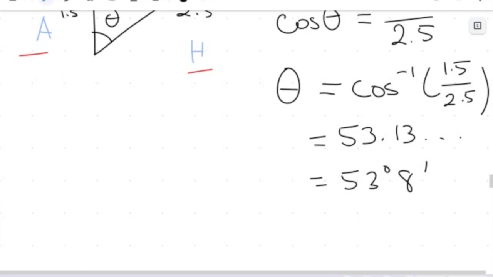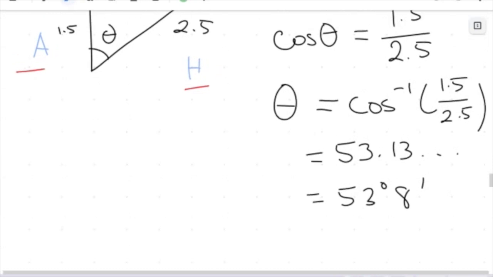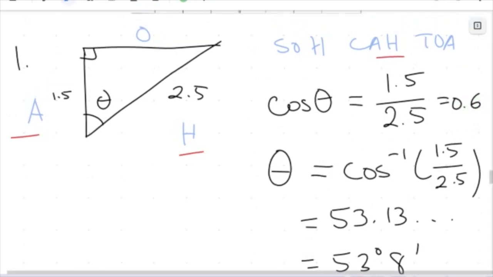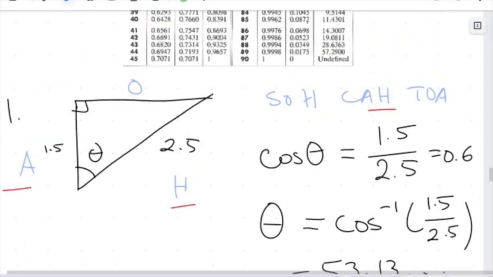Okay, so our calculator just allows us to do this right off the bat by doing this inverse trig function. But let's just double check this answer on our table just to make sure what we've done is correct. Now, if we put in 1.5 divided by 2.5 into our calculator, finding this trig ratio, that gives us 0.6. So if I wanted to find this on my trig table, I can then match the angle that this gives me.